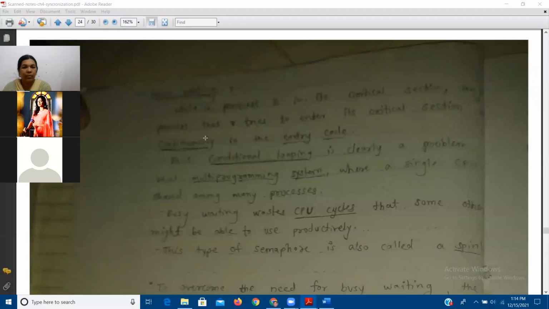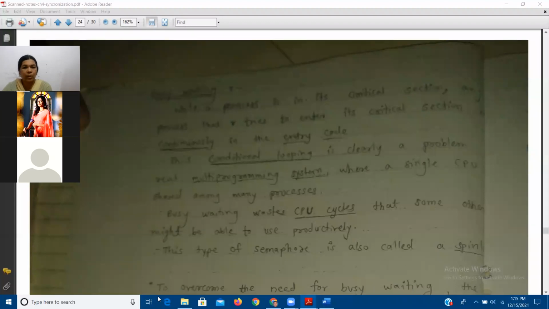And here you may write what is busy waiting. While a process is in its critical section, any other process that tries to enter its critical section must loop continuously in the entry code. This continuous looping is clearly a problem in a real multiprogramming system where a single CPU is shared among many processes. Busy waiting wastes CPU cycles. That's why it is called a disadvantage.